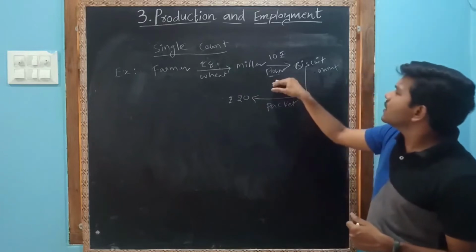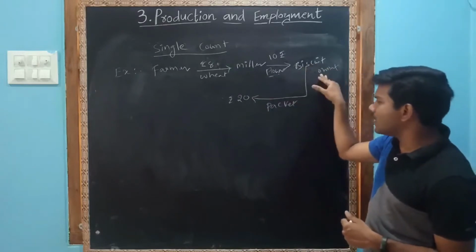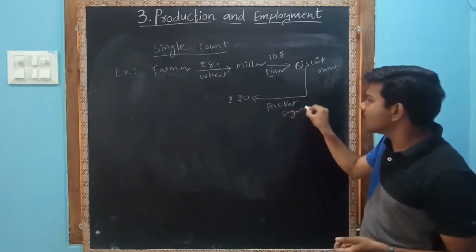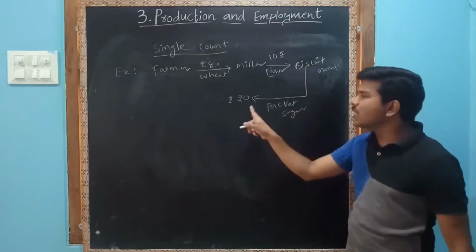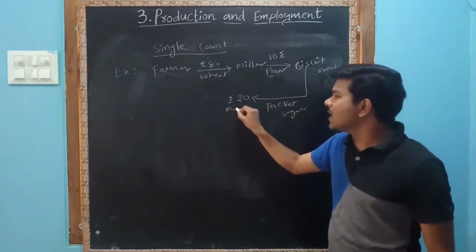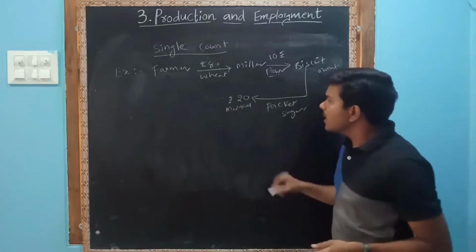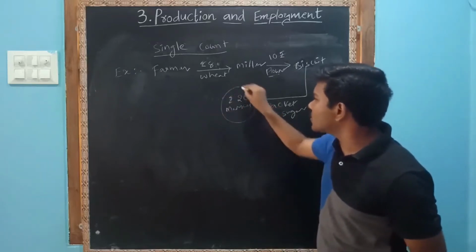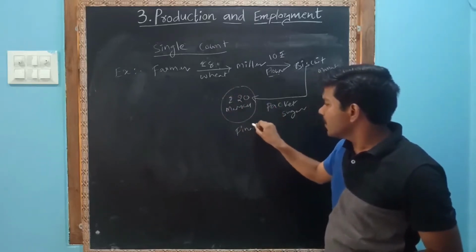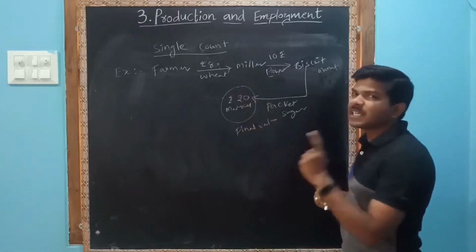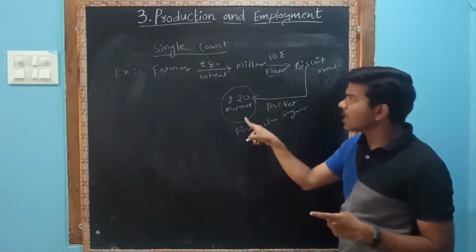Whenever it was sold to the biscuit manufacturer, he added some sugar and other ingredients. Finally, he sold this product into the market for 20 rupees. So the final value of the good is 20 rupees. This is called single counting.